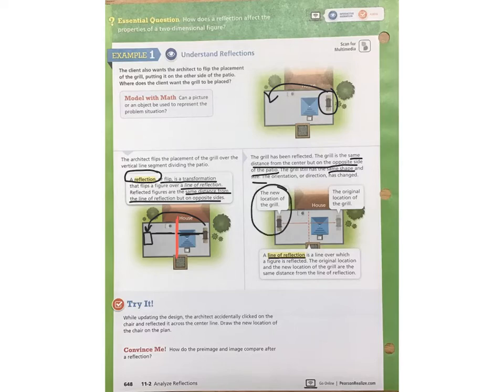A line of reflection is the line over which the figure is reflected. The original location and the new location of the grill are the same distance from this line of reflection.